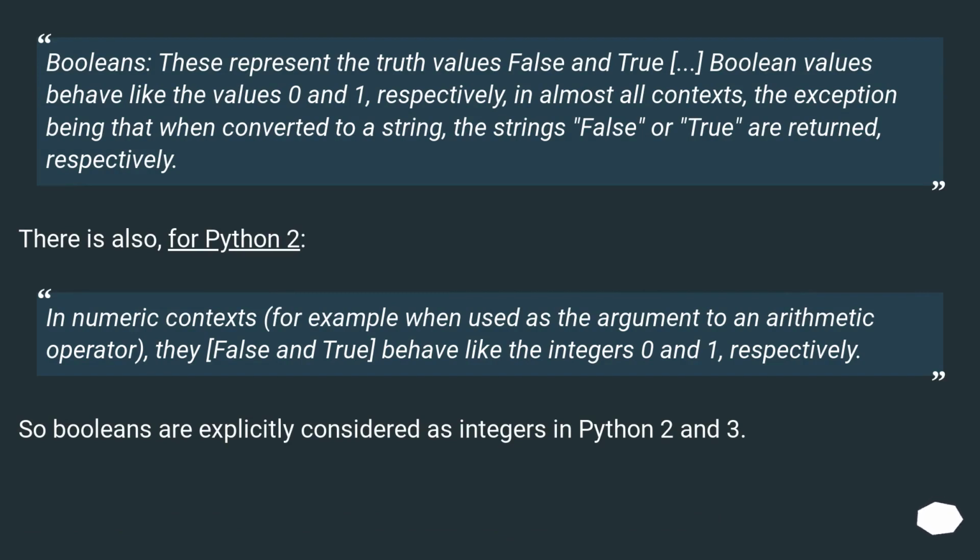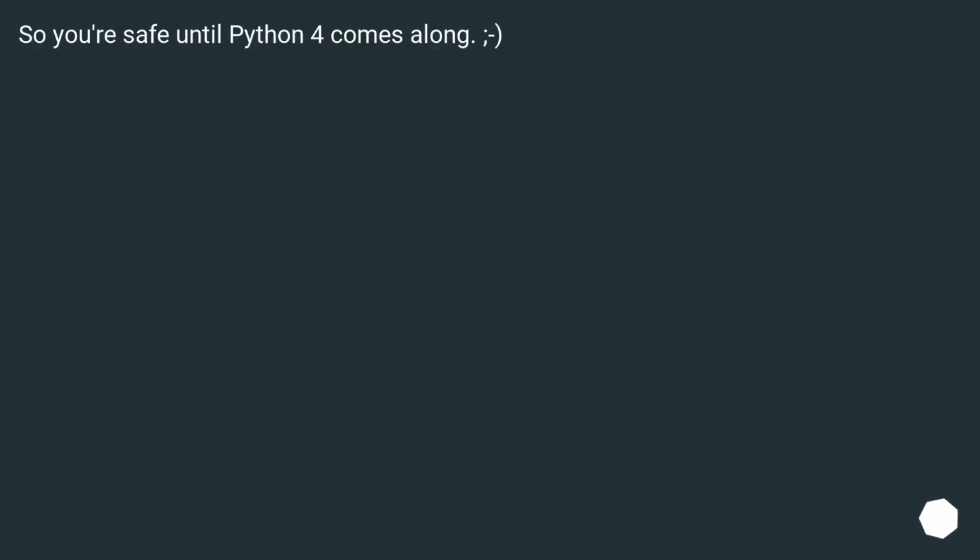There is also, for Python 2, in numeric contexts, for example when used as the argument to an arithmetic operator, they, False and True, behave like the integers 0 and 1, respectively. So booleans are explicitly considered as integers in Python 2 and 3. So you're safe until Python 4 comes along. Smile.